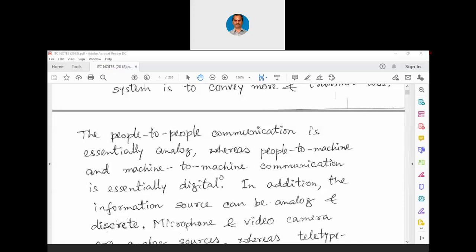So, the people-to-people communication is essentially analog, whereas people-to-machine and machine-to-machine communication is essentially digital. Because nowadays all machines are digital. Whenever I say machine, we are referring to an electronic machine. We are not referring to a mechanical machine. Now, in front of me there is this laptop. This laptop is basically an electronic machine.